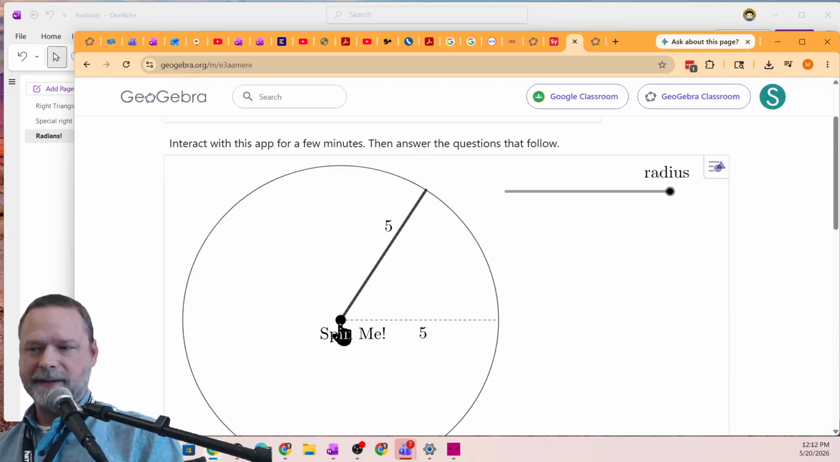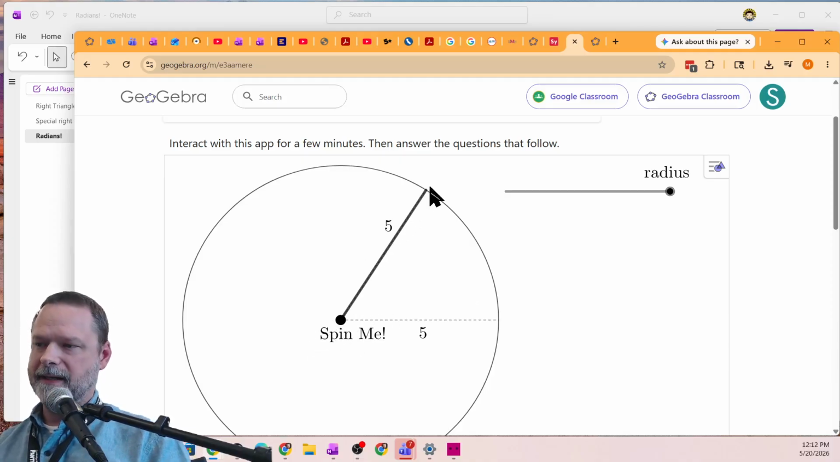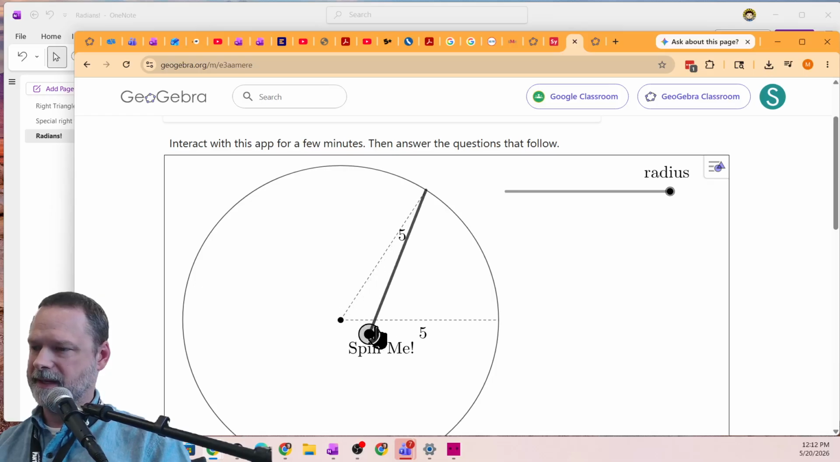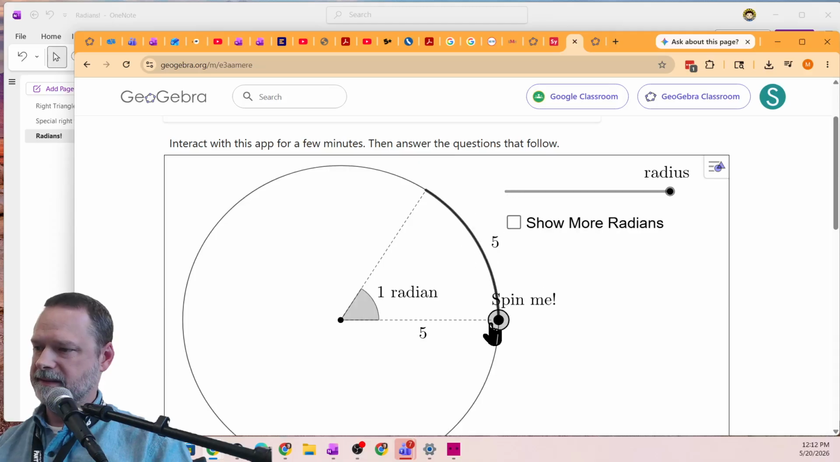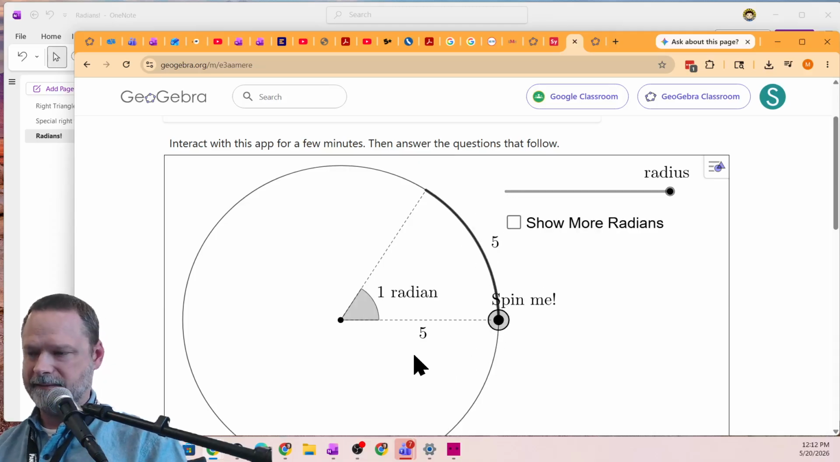And we just saw this, right? A radian ends up being that your radius, whatever you have for your radius, that's going to be your arc length. That's 1 radian. So check this out. We'll spin this guy around. Okay. And then slide this thing down. That's 1 radian right there. How many radians in the whole circle?